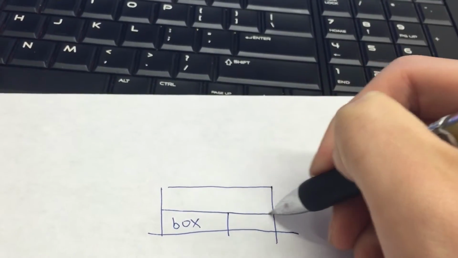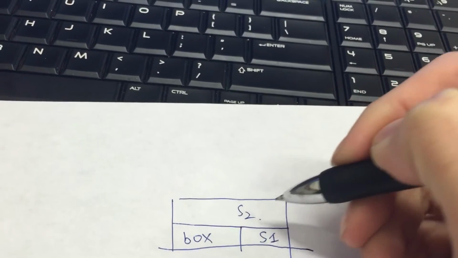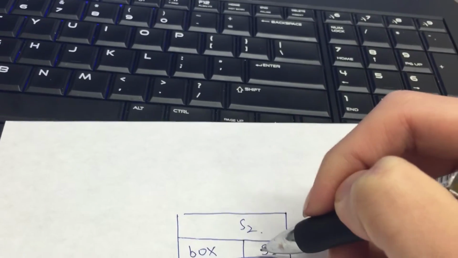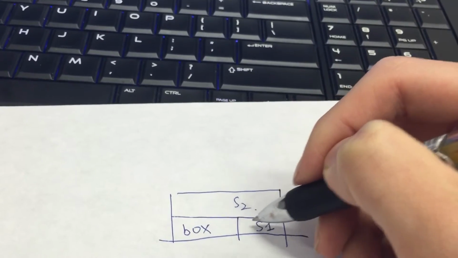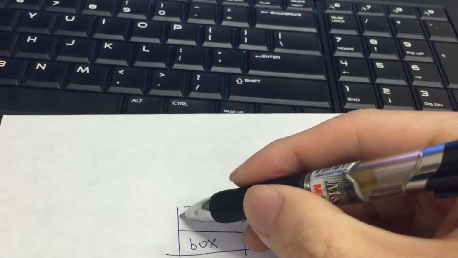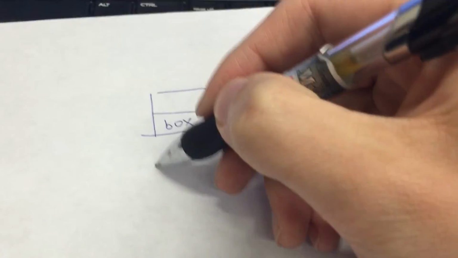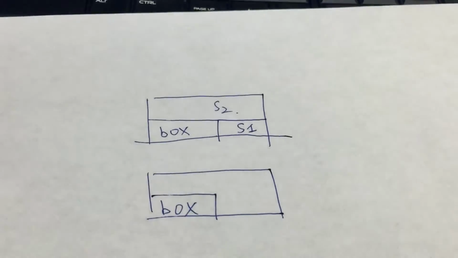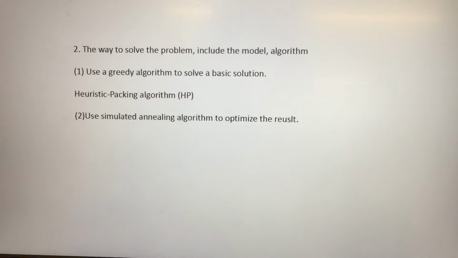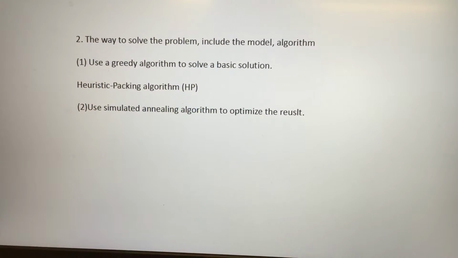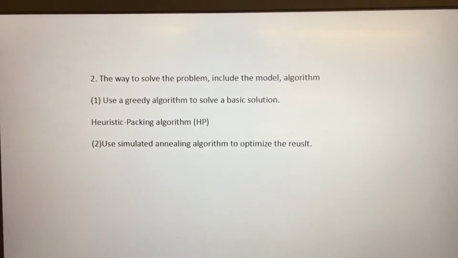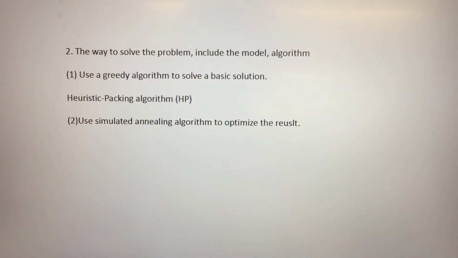The container area will then be divided into two parts, S1 and S2. And when I want to put in another box, first I will consider putting it into area S1. If not, I will put it into area S2. If still not, I will put it into the next container. And this is the basic idea of this algorithm. I can use it to get a quick and basic solution. And then, when I have the basic solution, I will use the simulated annealing algorithm to optimize this result and get a better result.